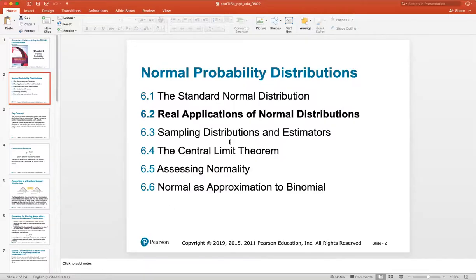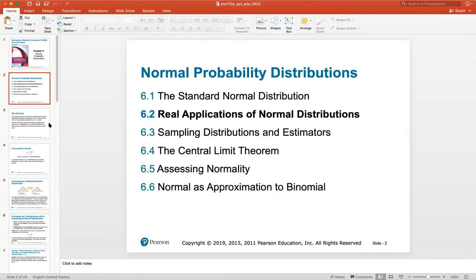All right, in this video, I'm going to go over section 2.6, real applications of normal distributions. So we learned about the standard normal distribution in the previous section 6.1, and then we studied how to find the probability under the standard normal distribution using the calculator, normal CDF. Then we learned the inverse norm function on the calculator to find the z-score corresponding to the area, that's the probability, given in problems.